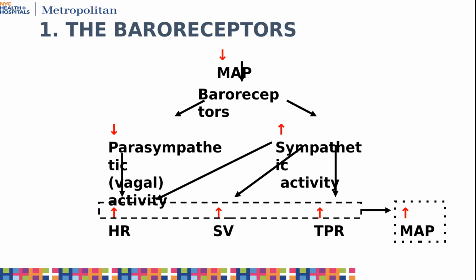When MAP goes down, the opposite happens. Baroreceptor firing decreases. Parasympathetic activity falls and sympathetic activity rises. Then heart rate increases, stroke volume is supported by stronger contraction and better venous return, and total peripheral resistance rises through vasoconstriction. That is the body trying to rescue pressure.